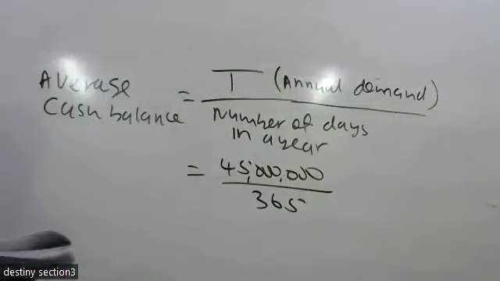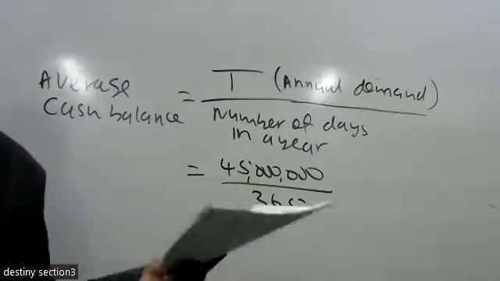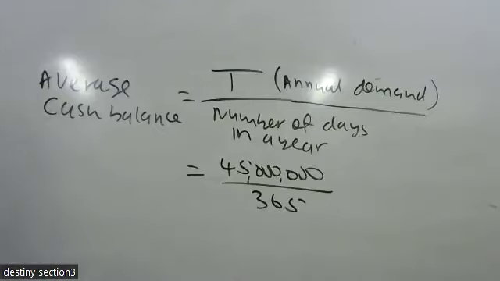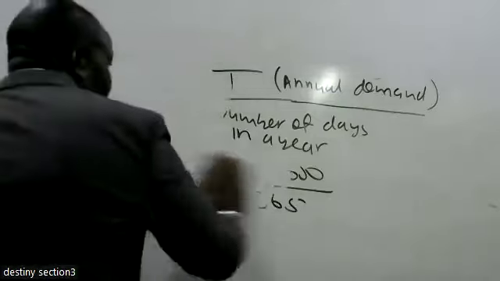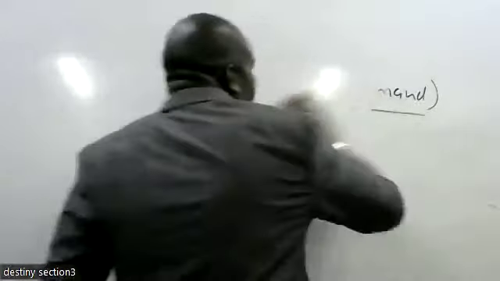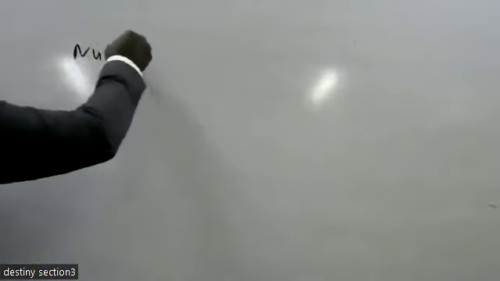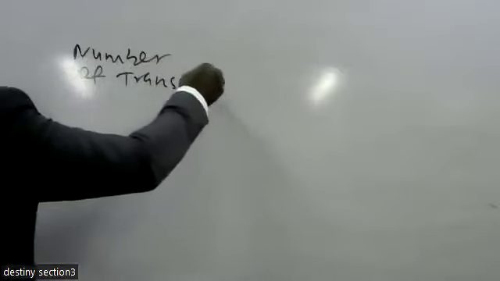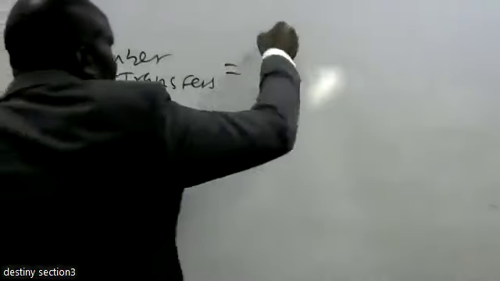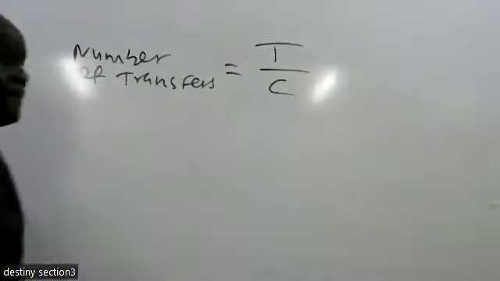So we go to the Roman letter 3, number of transfers. Number of transfers are the same as the number of orders under the economic order quantity. When they want you to get the number of transfers, they are the same as the number of orders under the economic order quantity. So to get the number of transfers, you simply take T divided by C.